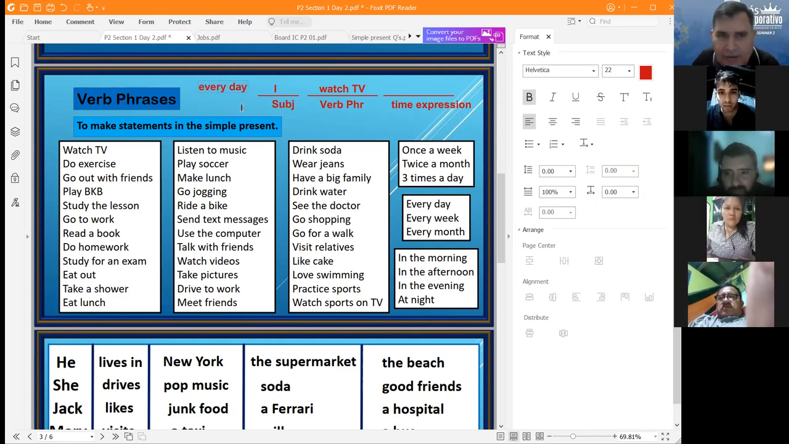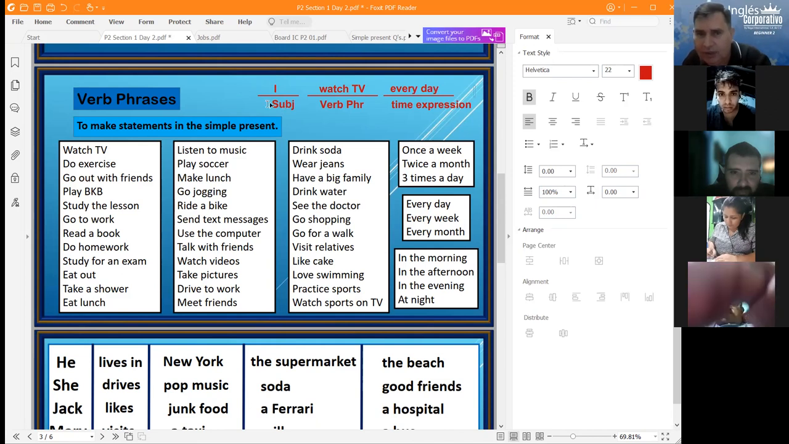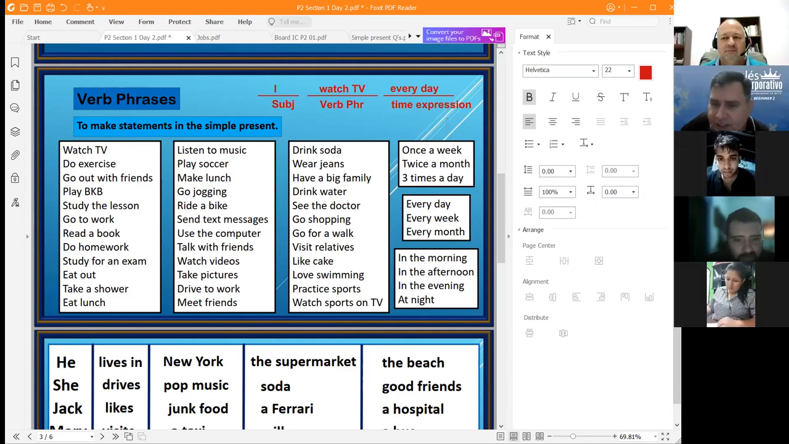Okay, so we have every day. That would be the time expression. So I watch TV every day. So you take from here. I watch TV every day. Select one phrase, and the time expression. I would like volunteers to try. Here I use I, but you can use they, we, you, okay? The one that you prefer. Volunteers?